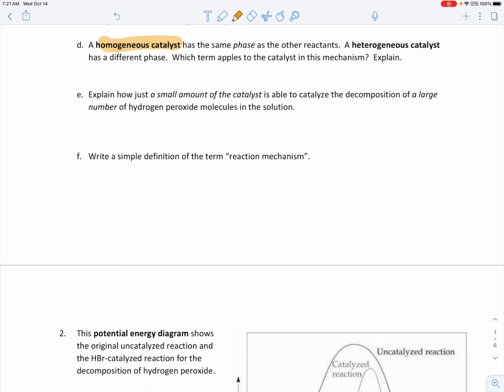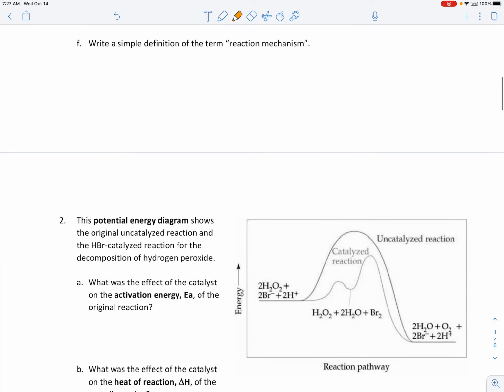Part F, pause the video and write a definition. So you should have said something to the effect of that the reaction mechanism is the series of steps or the series of collisions that describes an overall chemical reaction. Something like that.